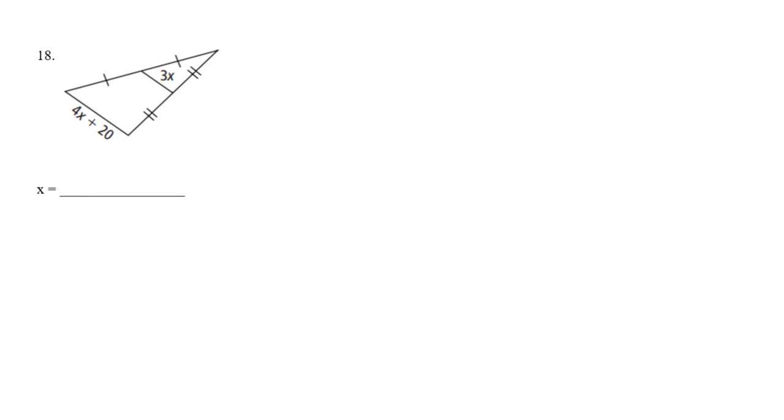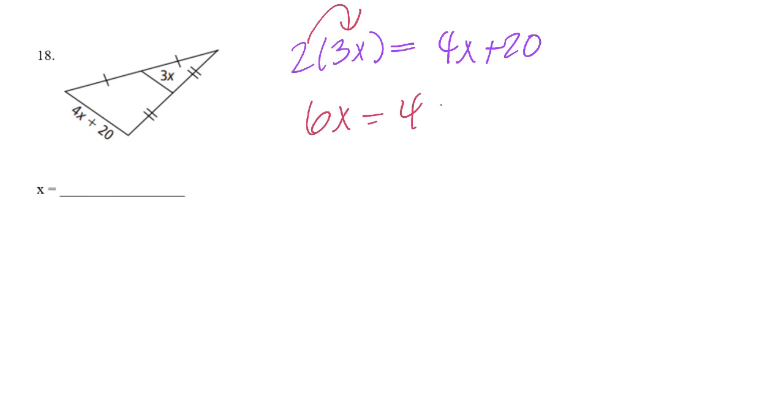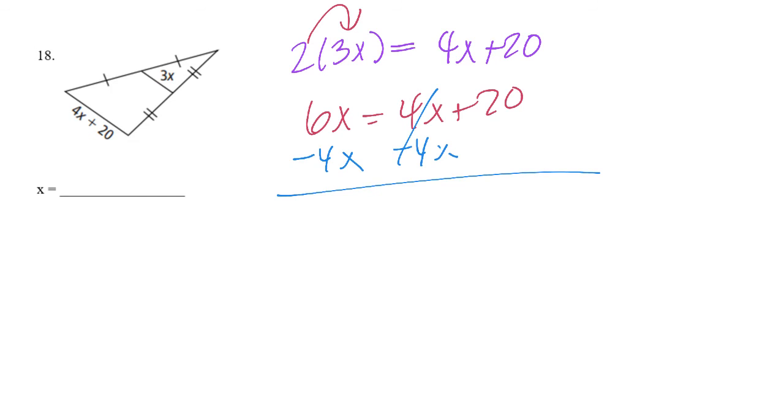All right, and last problem is still doing mid-segment. So it's going to be 2 times the 3x in the middle equals 4x plus 20. So now we need to distribute that. So 6x equals 4x plus 20, minus the 4x on both sides. 2x equals 20. Divide by 2 on both sides. X equals 10. And that's it.